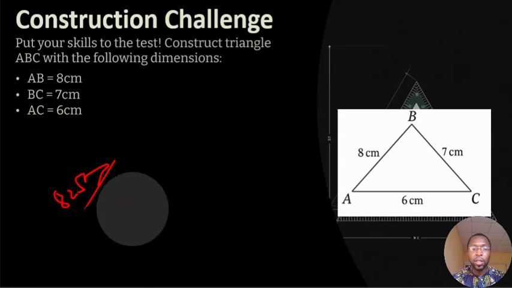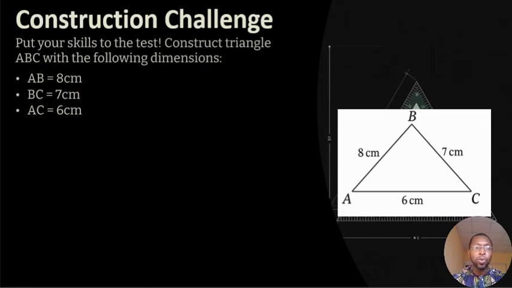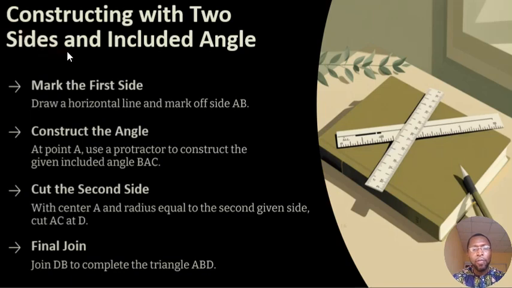Okay, so let's erase this as we continue. Now, aside from giving 3 sides, sometimes you might also be given 2 sides and 1 angle when you want to construct a triangle. In that case, the steps involved are: first, draw the first side of that triangle. Then second, construct the angle given, that's the included angle. Third, you cut the second side, and then you finally join. These steps are very straightforward. Now let us see a practical example too.